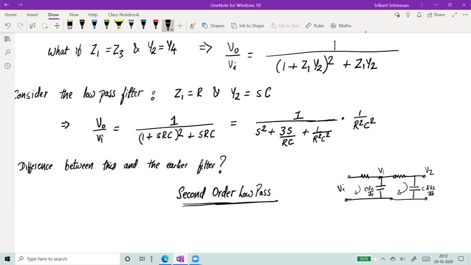So every time I get one of these elements with another differential equation, the order keeps increasing. And therefore, this is called a second order system. And that order is reflected as your S square, right? Degree of S.